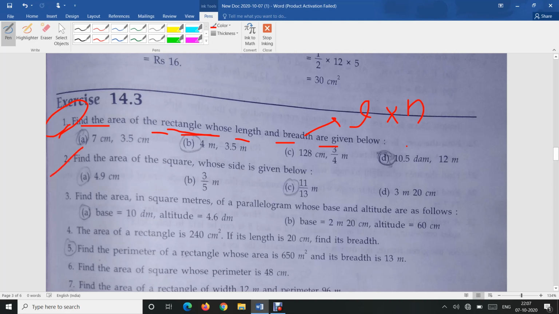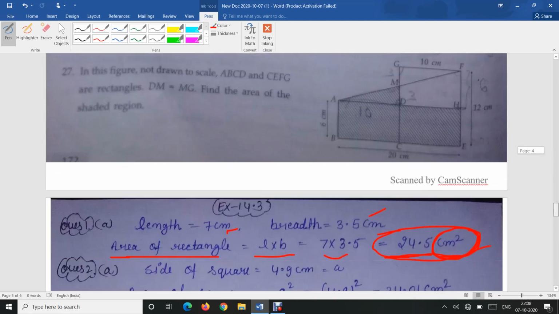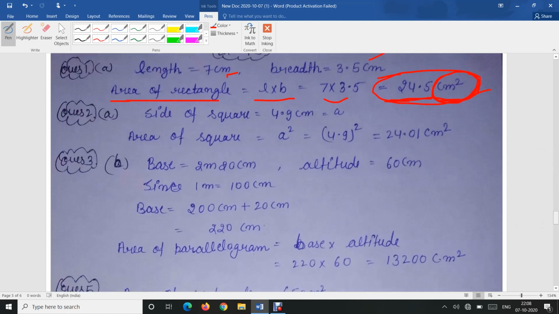The next question is question number 2, and in this question you are asked about the area of a square whose side is given below. Now remember, area of a square is equal to side multiplied by side. So the side of the square is given, which is 4.9 centimeter. You can symbolize it by A. Now the area of a square is side multiplied by side, which is A square.